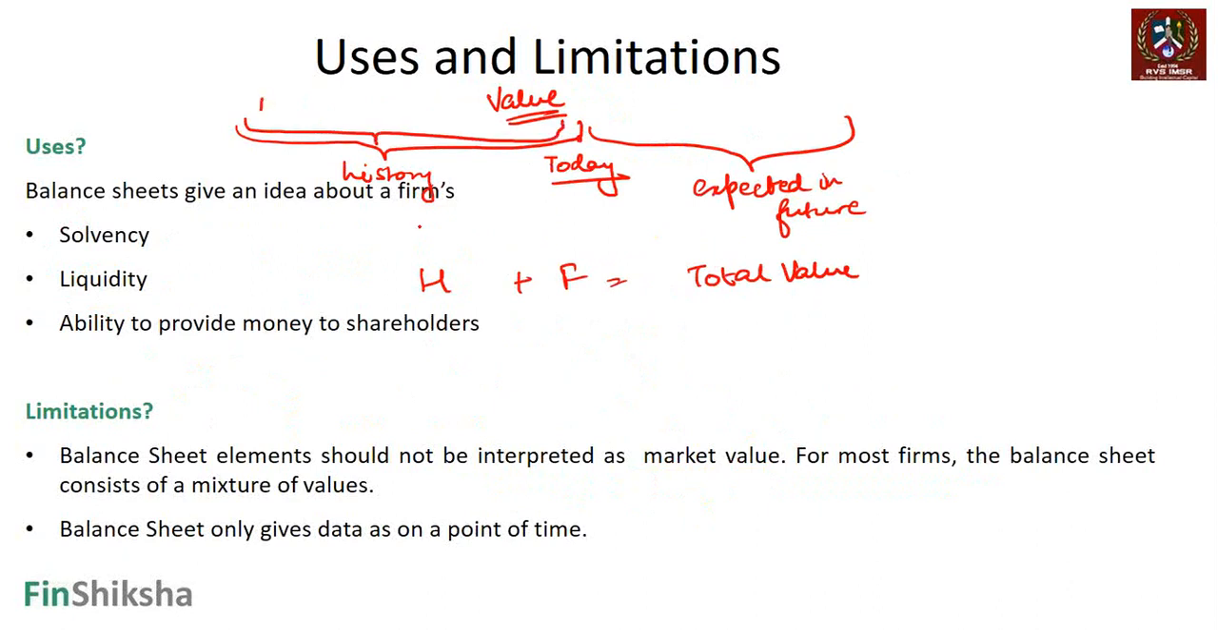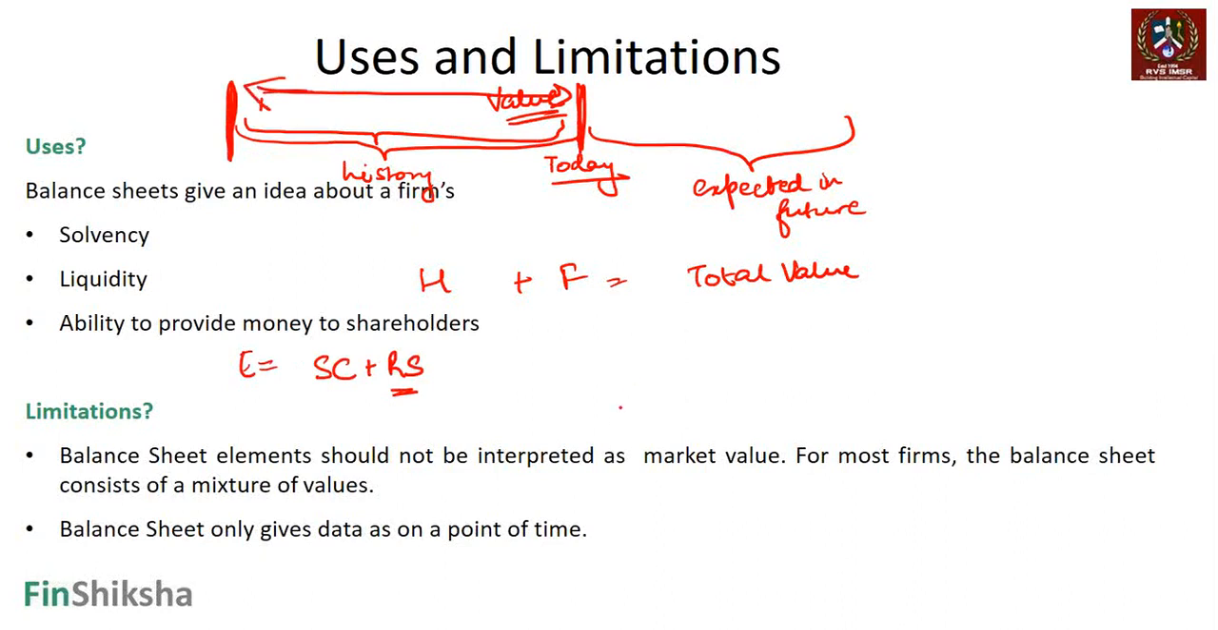So equity, if you take a look at the equity, equity is share capital plus the reserves and surplus. What are reserves and surplus? All the undistributed profits till today. So the book value only looks at the left hand side of the portion.